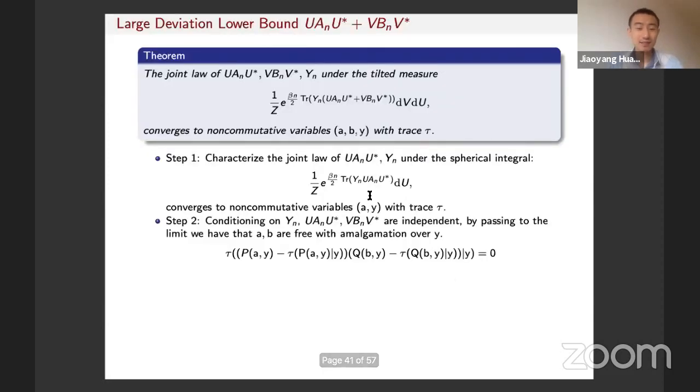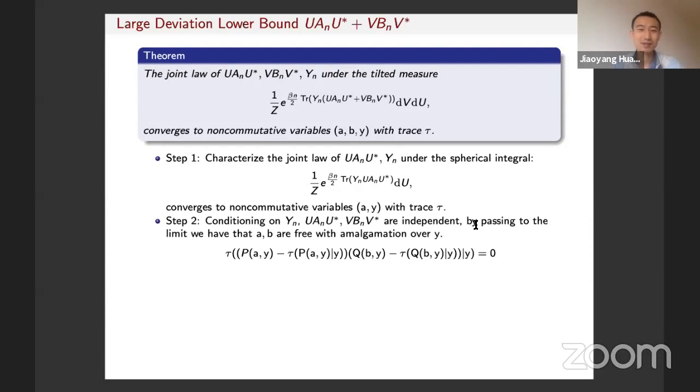Okay. So in the first step, we characterize the joint law of U, An, U star and Yn. And similarly, if we ignore the first part, we can also use the same thing to characterize Yn and V, Bn, V star. So in this way, we get the marginal distributions. We have the law of A with Yn and also Bn with Yn. And also, if you look at this tilted measure conditioning on Yn, this density just splits into two parts. So U, An, U star and V, Bn, V star, they are independent.